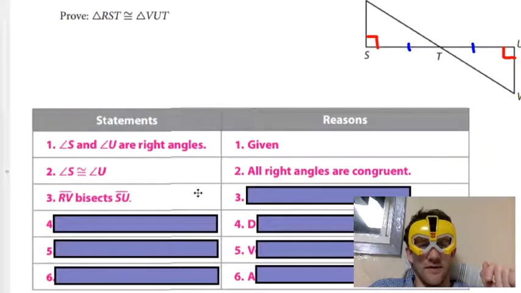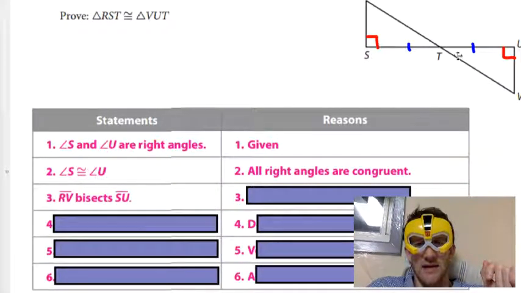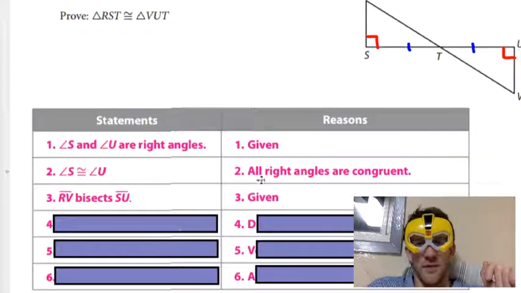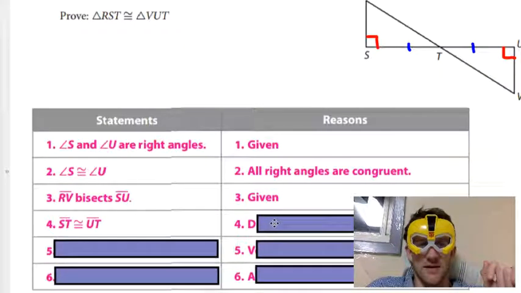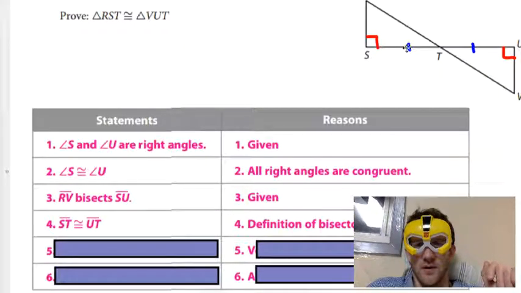We also have our other given information, RV bisects SU. That was a given. And then, again, this is my derived information, that ST is equal to UT. And how do I know that? That's the definition of a bisector, because this section here is being bisected.